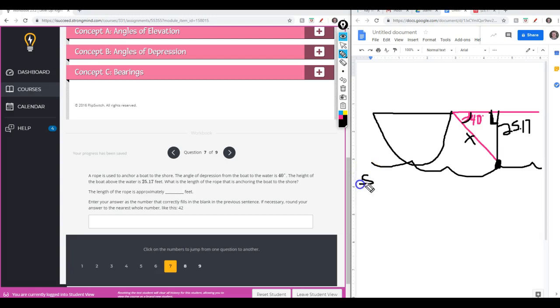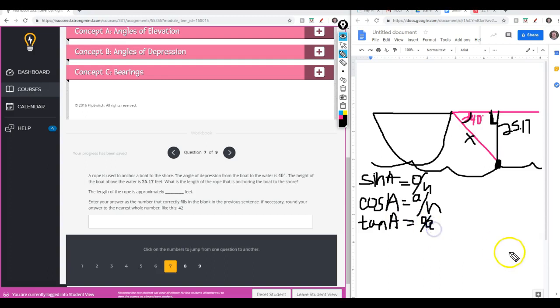So let's just write down our options. We have sine. Again, I'm using SOHCAHTOA. So sine is equal to the opposite over the hypotenuse. And then cosine of our angle is CAH. C is for cosine and the A is for the adjacent over the hypotenuse. And then TOA is tangent of our angle is equal to the opposite over the adjacent side length.